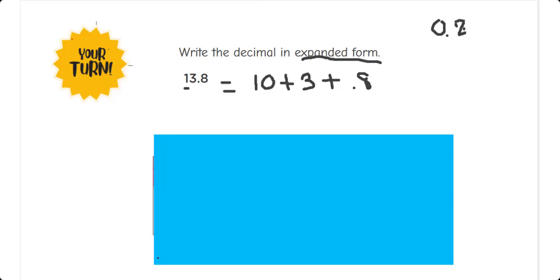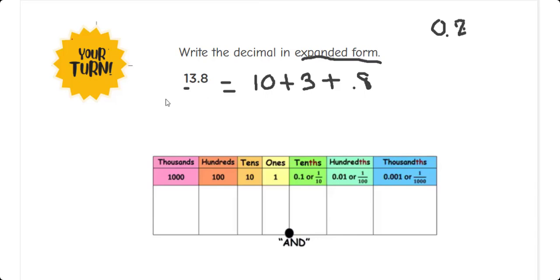Now let's delete our cover here. And let's plug the numbers in to the chart. We have 1, we have 13, and 8/10. Does it work? Yes, that's 10, that's a 1, and that's tenths. So the answer is correct.